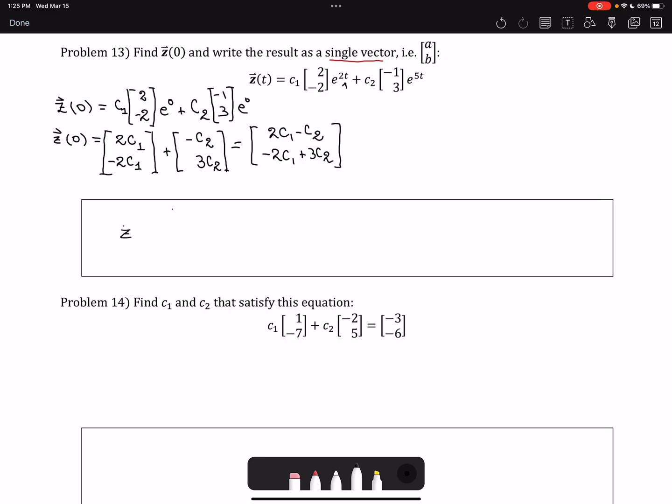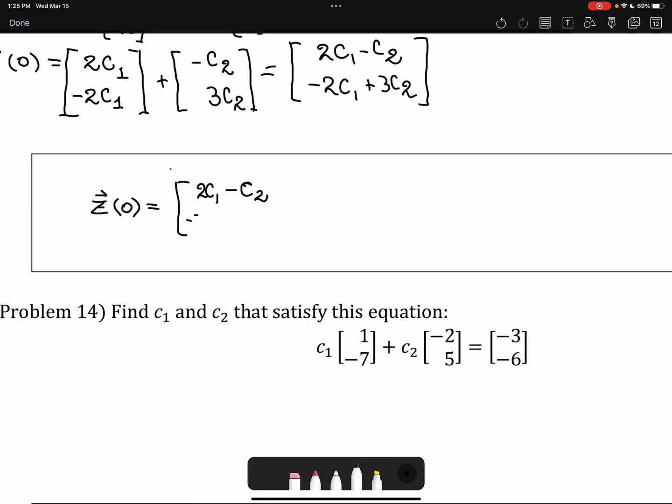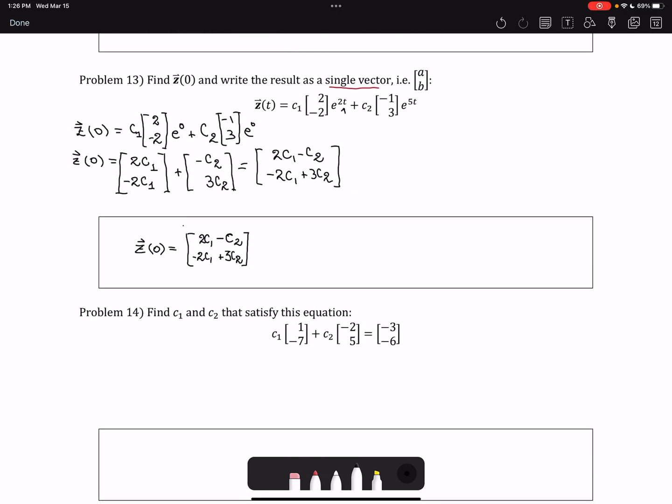So this is z of 0 equals 2c1 minus c2 and negative 2c1 plus 3c2. Awesome. All right. So that's how you do this one.